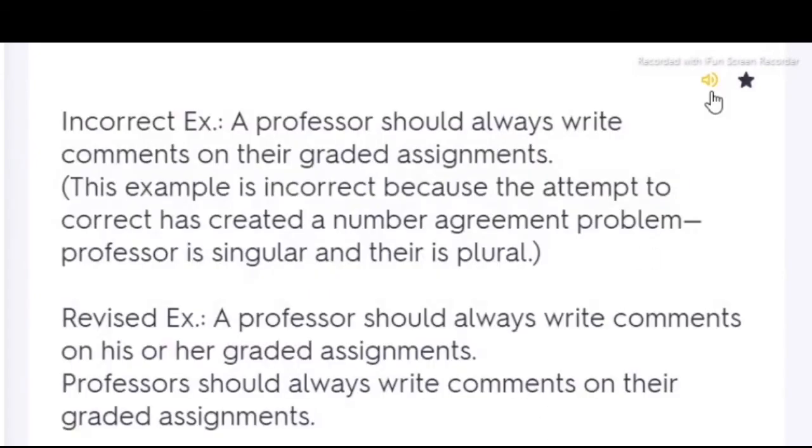Examples. Incorrect: A professor should always write comments on their graded assignments. Revised: A professor should always write comments on his or her graded assignments. Or: Professors should always write comments on their graded assignments.